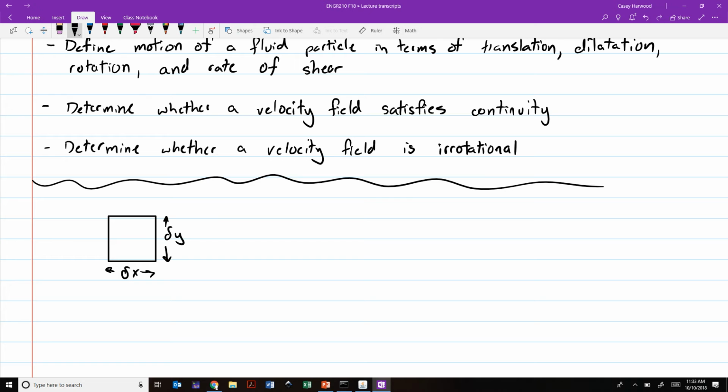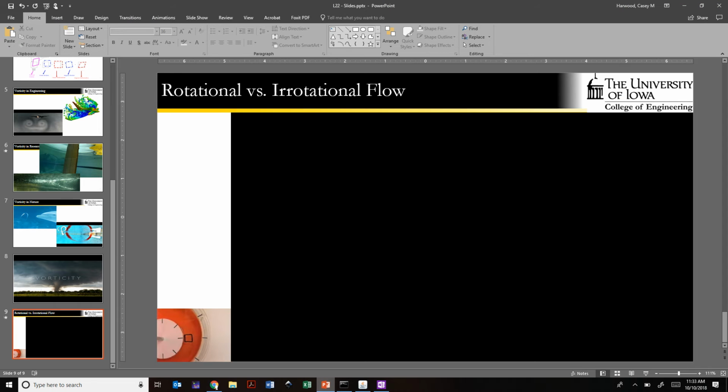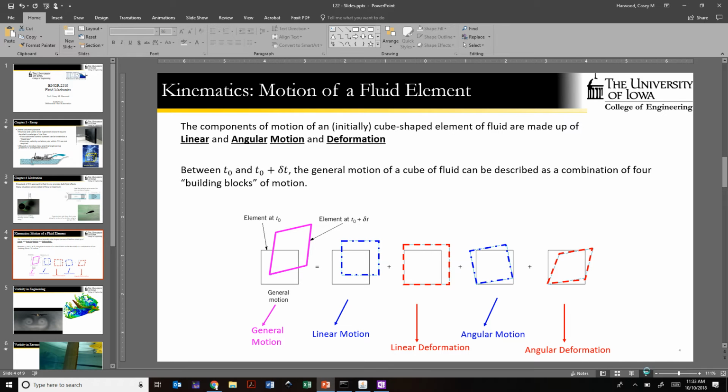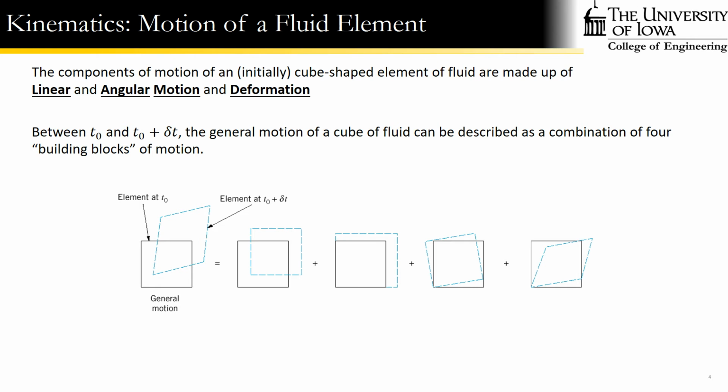We can describe the motion of that little square using 4 kind of building blocks. And rather than drawing them, I'm going to go ahead and just rely on PowerPoint to do the art for me. So if we start out with that cubic shaped fluid element, then if we fast forward some amount of time, we can understand that it's probably going to move. If there's a fluid velocity, it'll move. Additionally, we could count on it probably to change its shape. And so general motion involves this motion and this shape change.